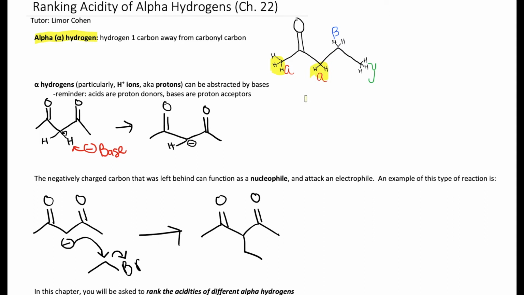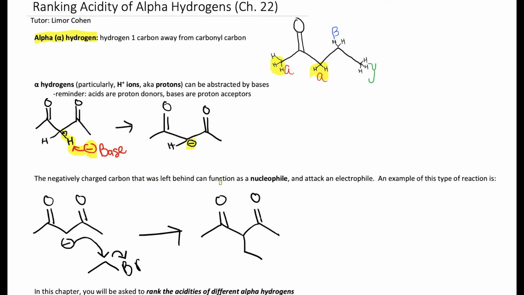These hydrogens can actually be abstracted by bases, which remember, bases are proton acceptors. Protons are just the same thing as hydrogens without their electrons. And acids are proton donors. So what our base will do is it'll use its lone pair of electrons to go out and grab a proton, a hydrogen. And then the electrons left between hydrogen and carbon are going to stay there. So that carbon is going to be left with a negative charge.